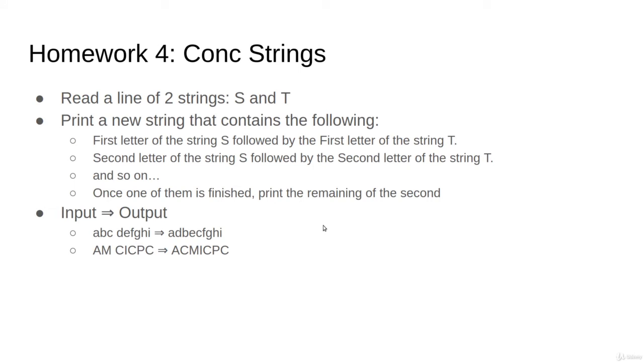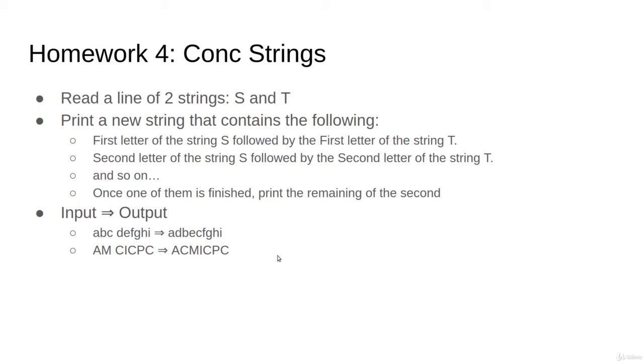String concatenation, you will read 2 lines. Each one of them will have a string. Let's call them S and T. And print a new string that contains the following. The first letter from string S followed by the first letter from string T. The second letter of S, second letter of T, and so on. Once one of them is finished, just print the remaining of the other.